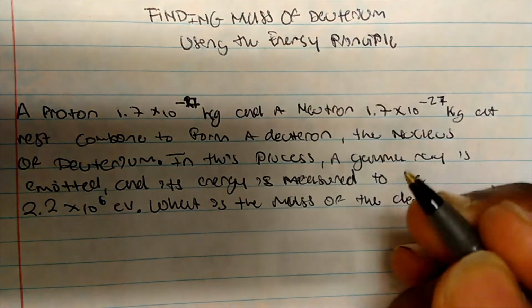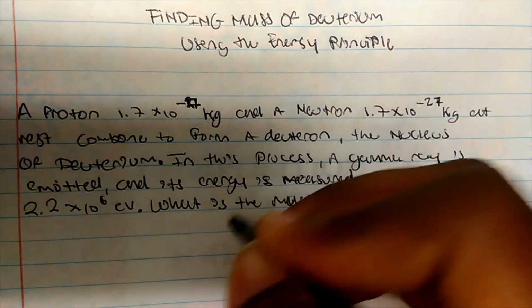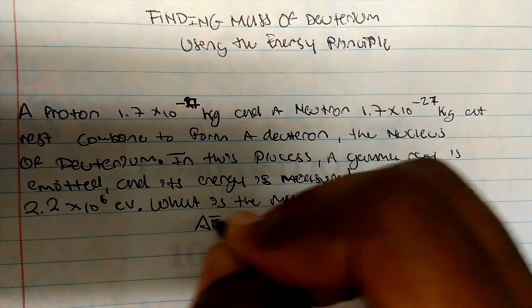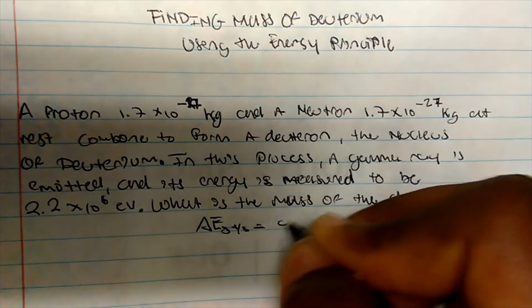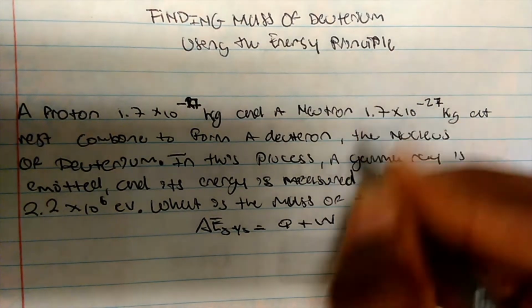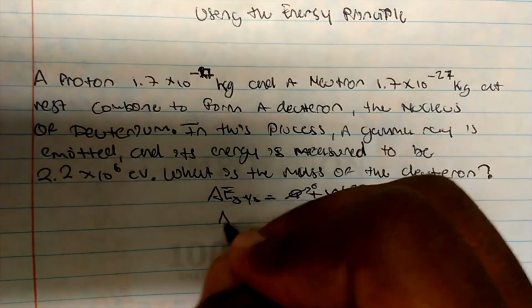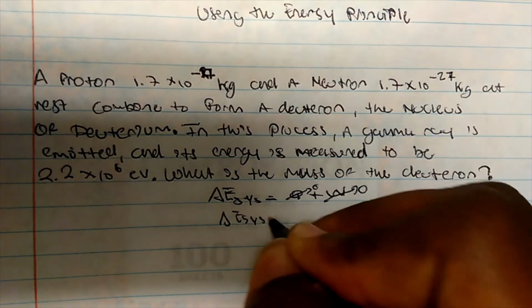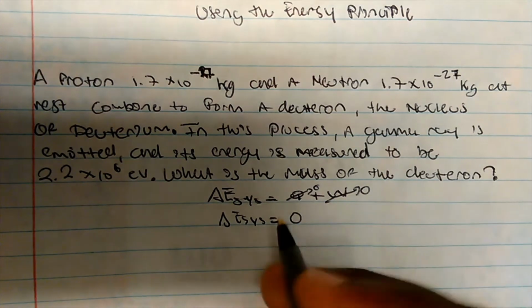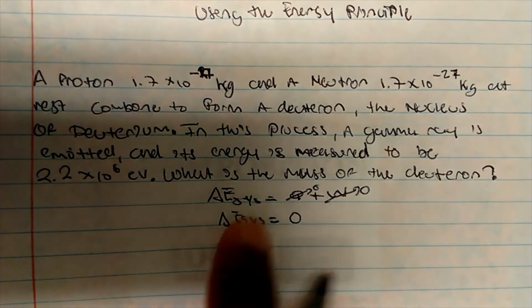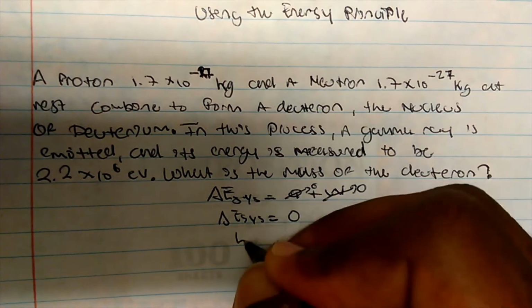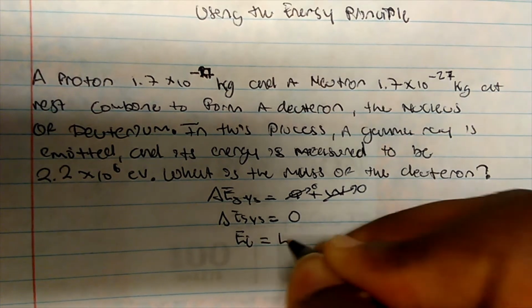So I know that the change in energy of a system is equal to the Q plus work. Okay, we know there's no external work, and we know there's no heat being transferred. So therefore, delta E of the system is equal to 0. Okay, now if that is true, then we know that E initial is equal to E final.